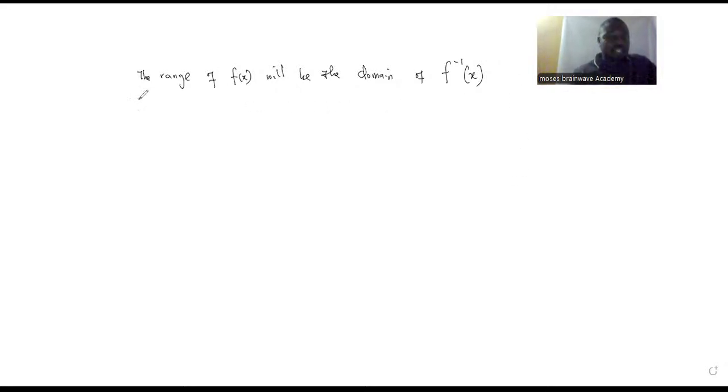Now, similarly, the domain of f of x will be the range of f inverse of x. Isn't that cool? Isn't that fantastic? Good. So it's unique. So let's see if we can take some other example. I have a very fine example over here. f of x is equal to 2 upon 3, x plus 7. This is our f of x.